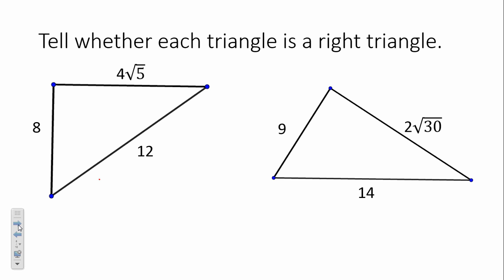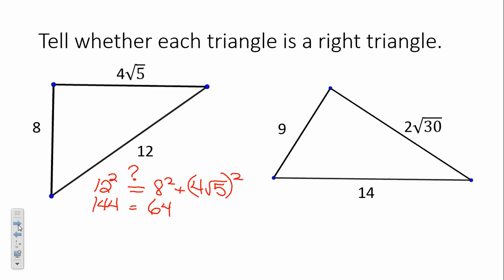That means that we want to say 12 squared, and is that equal to what? 8 squared plus 4 square roots of 5 squared. Okay? So Stephen, what's 12 squared? 144. Con, what is 8 squared? 64. And how are we going to square 4 square roots of 5? What do you think, Josh?